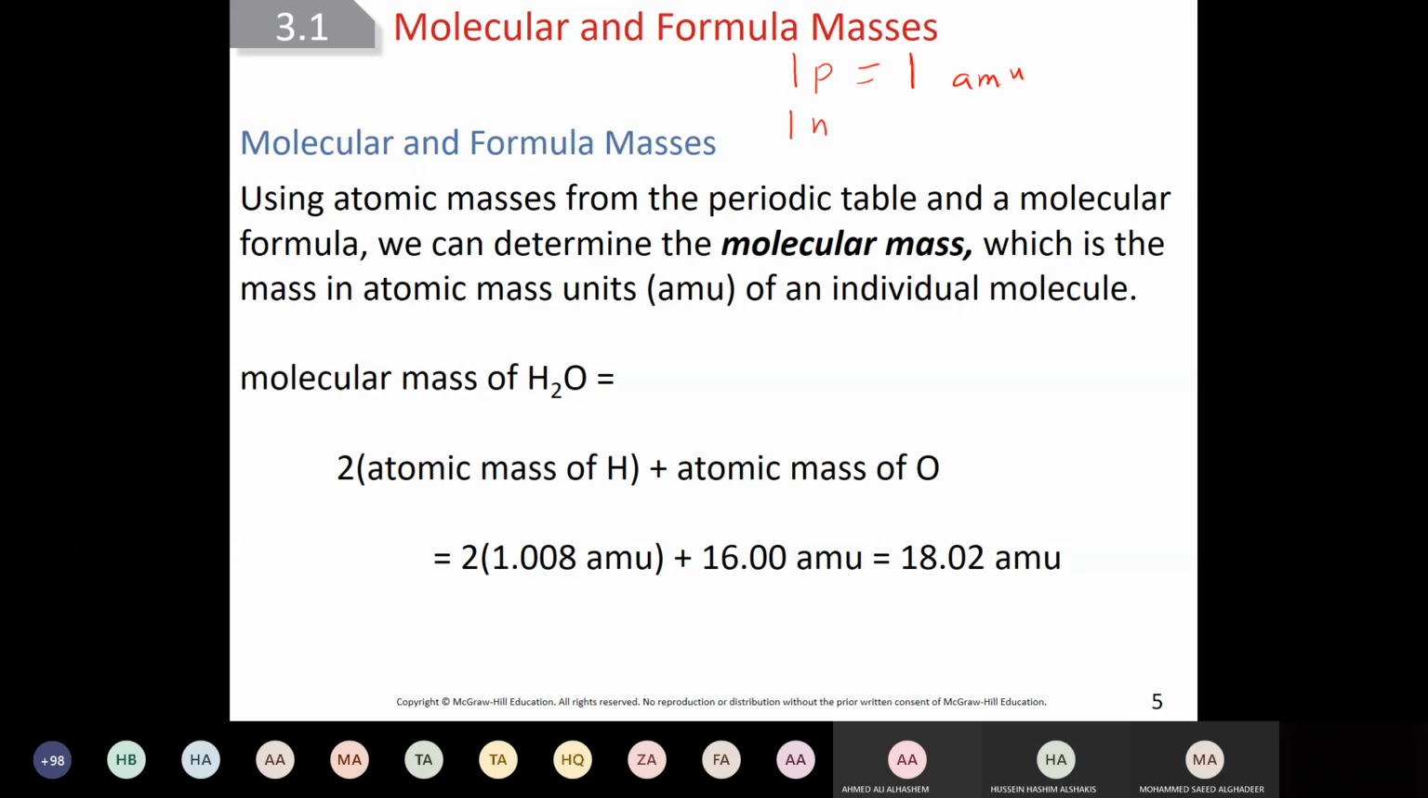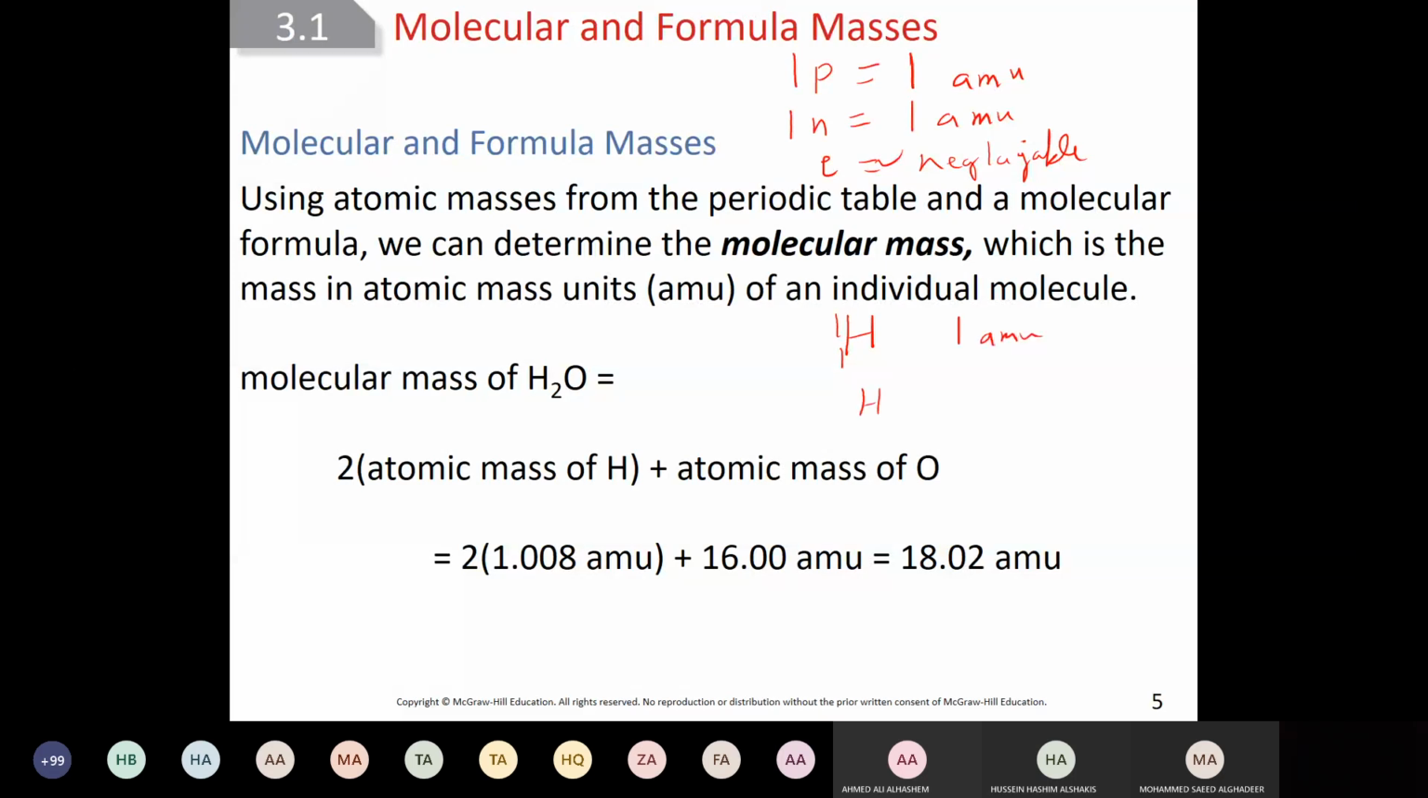What's the mass of one neutron? 1 AMU. What's the mass of an electron? It's not 0, but negligible. And that's why if I have hydrogen 1 and 1, what's the mass of this hydrogen? How many protons? 1. How many neutrons? 0. And the mass is 1 AMU.